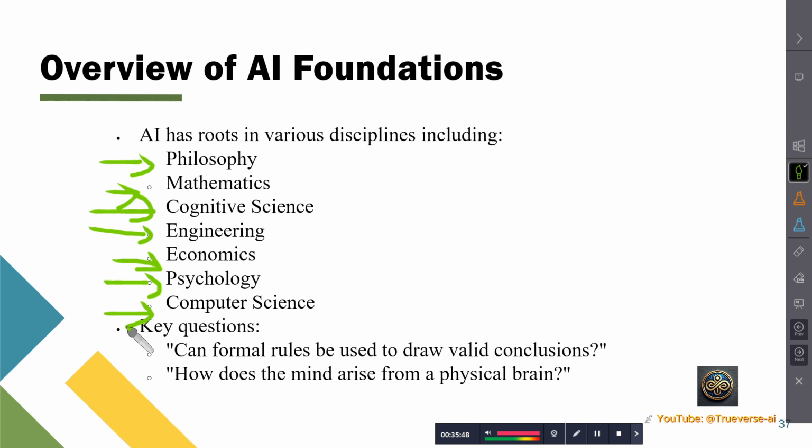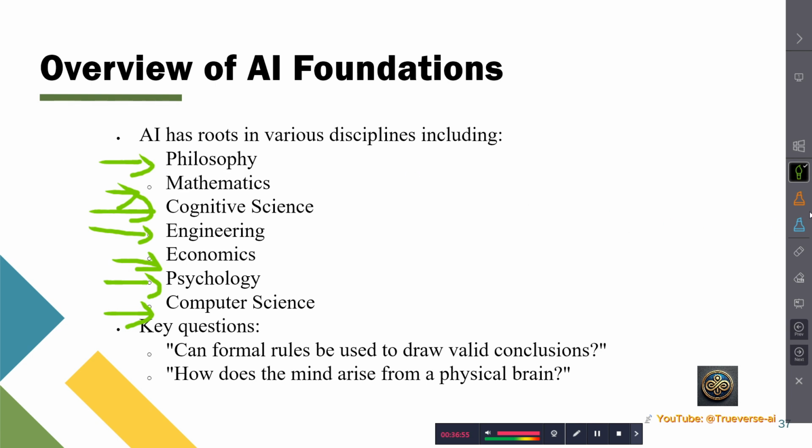Key questions for the foundation: can formal rules be used to draw valid conclusions? How does the mind arise from the physical brain? This is the key concept which we need to consider. These fundamental questions are crucial for developing AI, not only to mimic human ability, but also to provide deeper insight into how intelligence, reasoning, and learning happen. The study of AI is as much about answering these big philosophical questions as it is about building practical systems. So let's talk a little more about them.